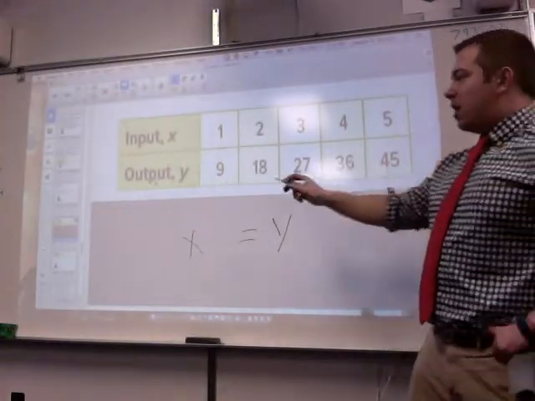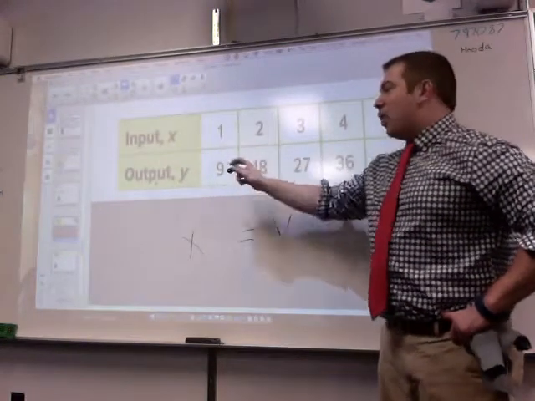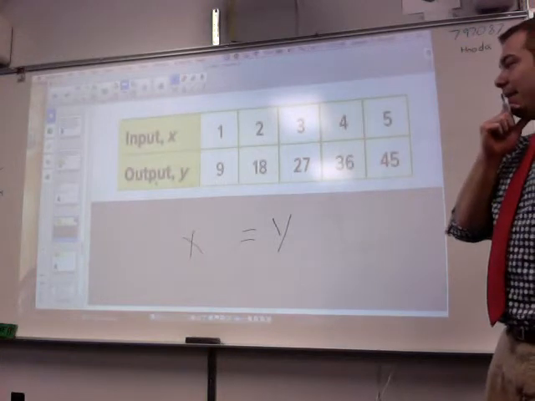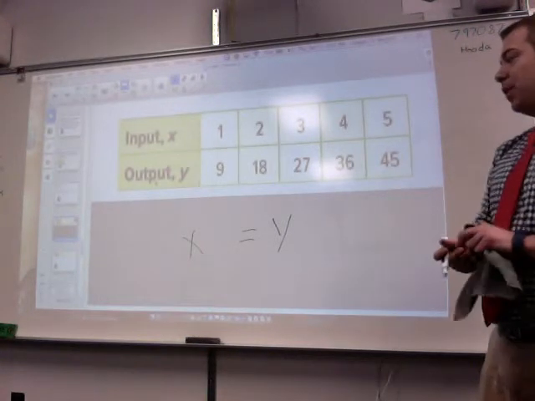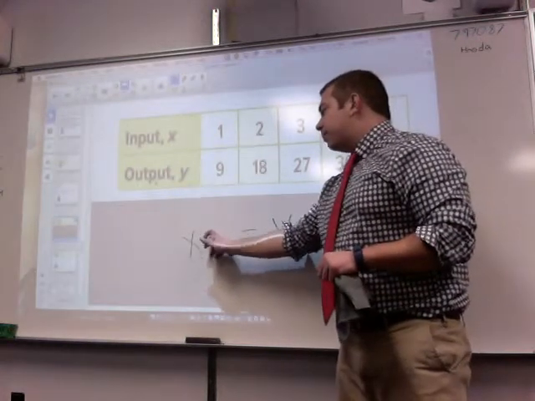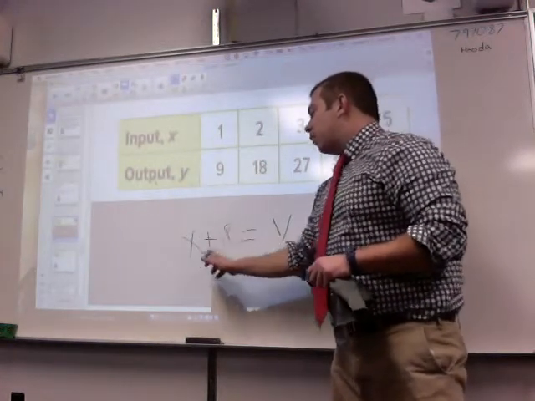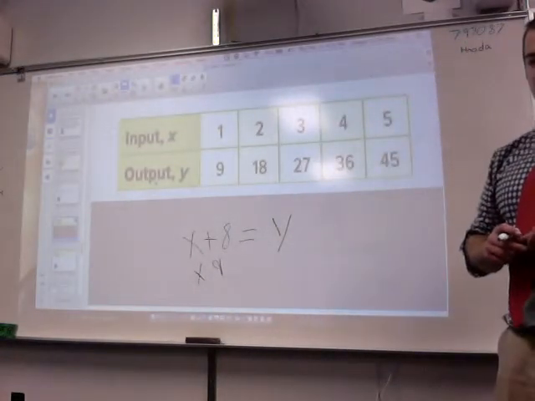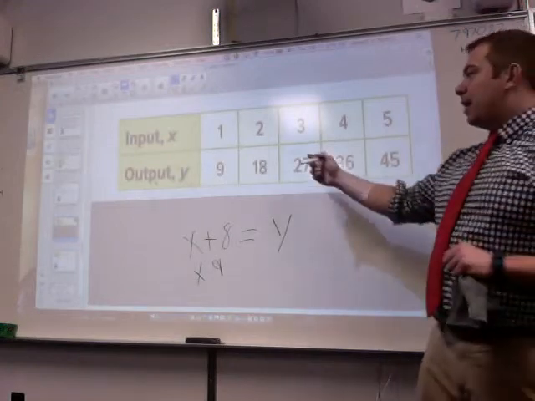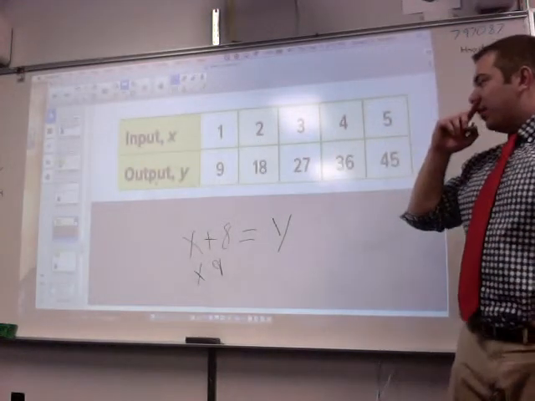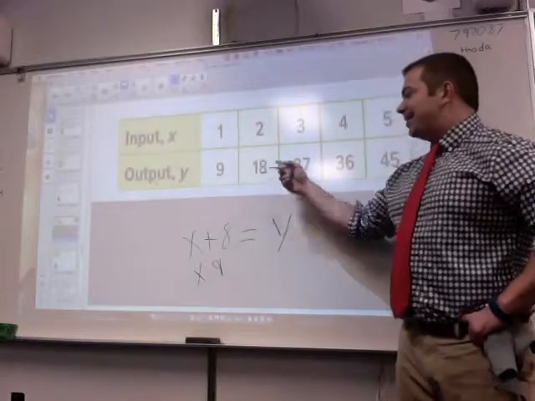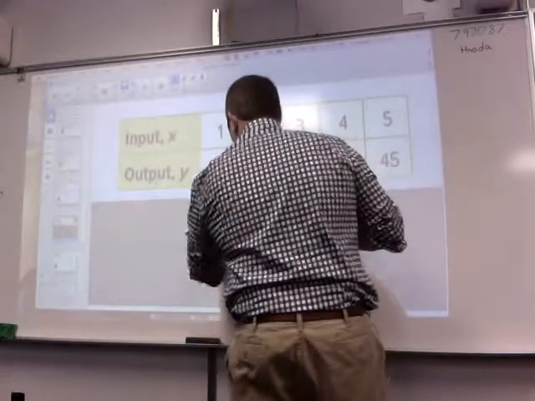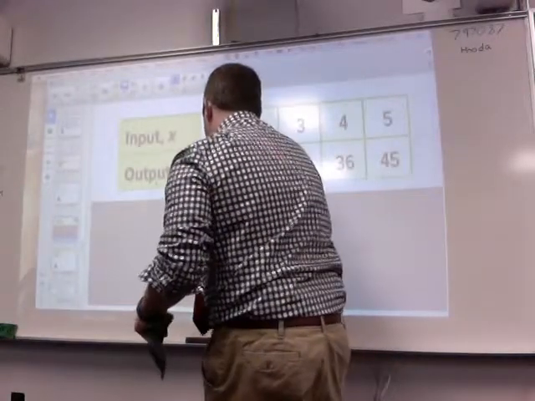So let's see, if I start at 1, how do I get to 9? I could add 8, or I can multiply by 9. So I have two options right here. It could be x plus 8 or x times 9. One of those might be the options. Let's see. If I move over to 2, let's try both those options. 2 plus 8 does not equal 18, so that one does not work. Let's try our x times 9.